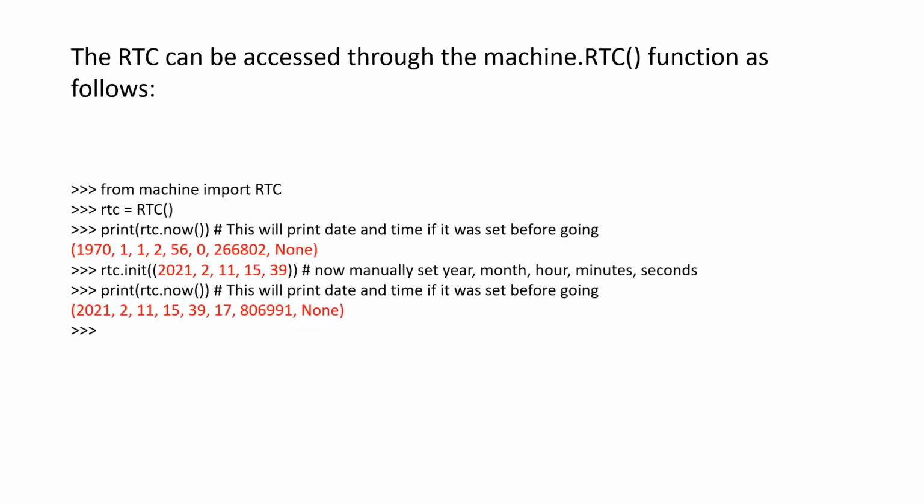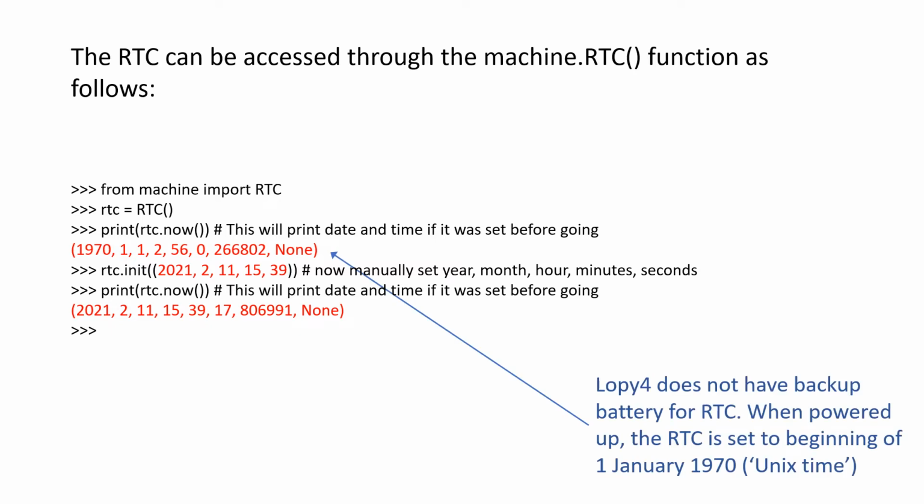Here, we display a script that is used to access the real-time clock function and to set the time. In the first line, we import the module, that is the RTC module. Then, we set a variable for that function in the second line. In the third line, we are able to print the time. And because we have not set the time, the time that will be displayed is a Unix time, that is 1st January 1970. In the fourth line, this is where we are able to set the time.